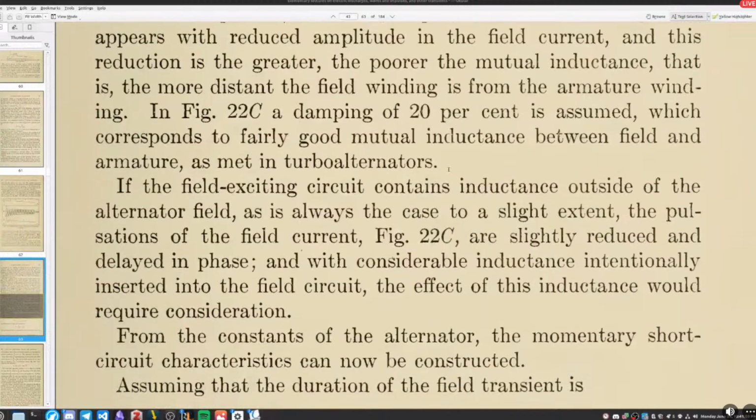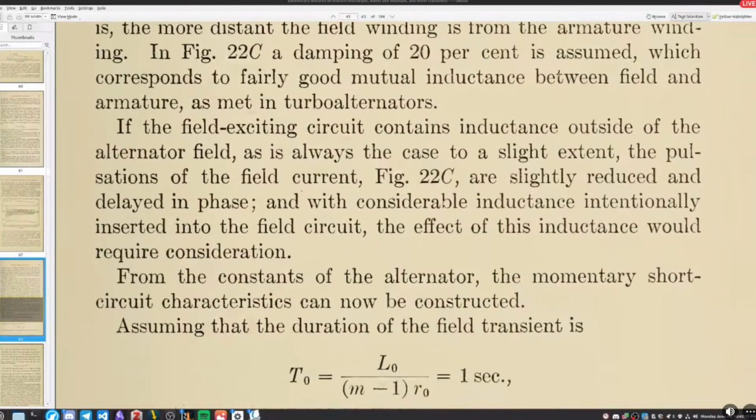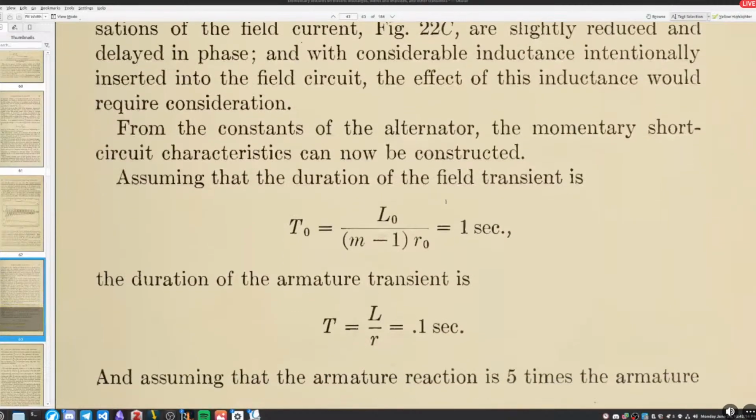If the field exciting circuit contains inductance outside of the alternator field, as is always the case to a slight extent, the pulsations of the field current, figure 22c, are slightly reduced and delayed in phase, and with considerable inductance intentionally inserted into the field circuit, the effect of this inductance would require consideration. From the constants of the alternator, the momentary short circuit characteristics can now be constructed.